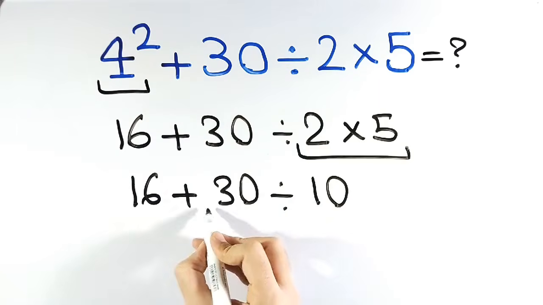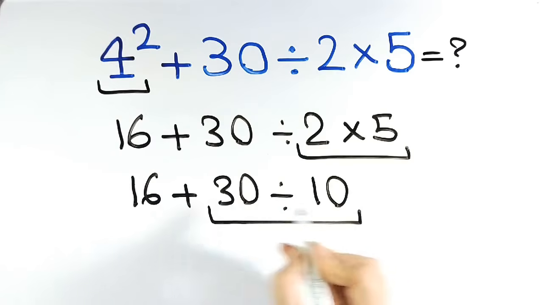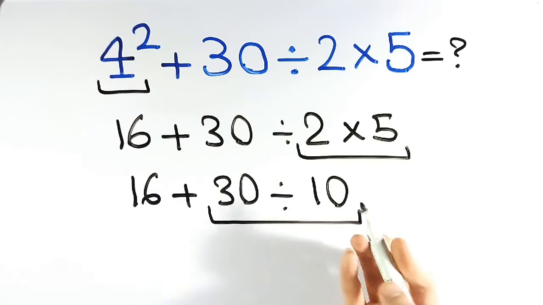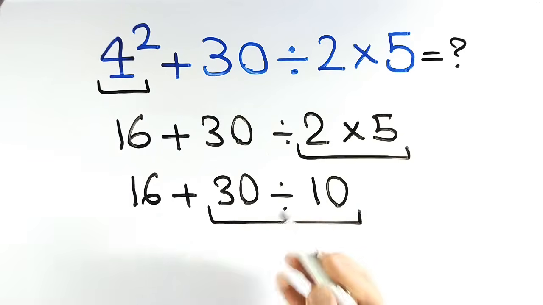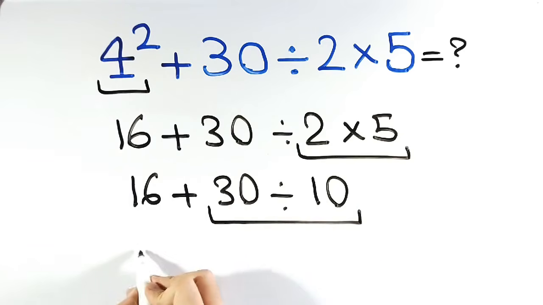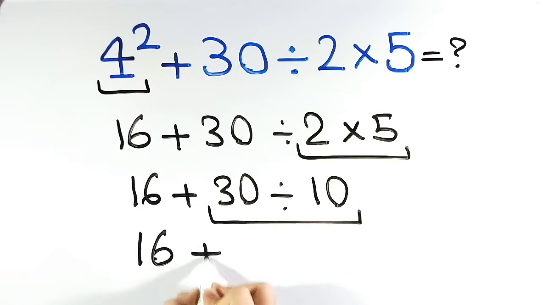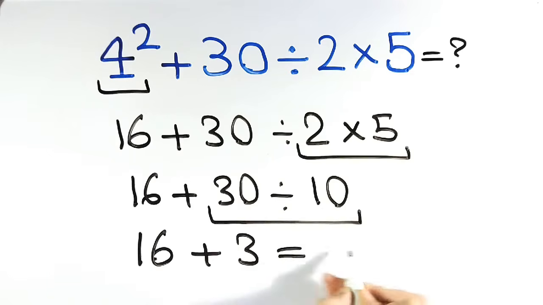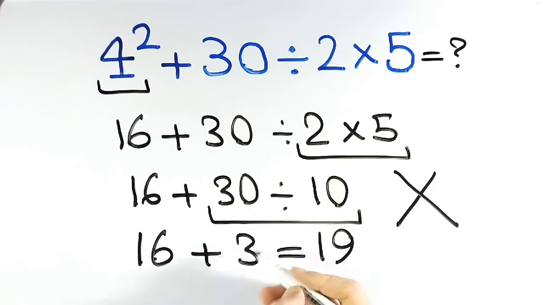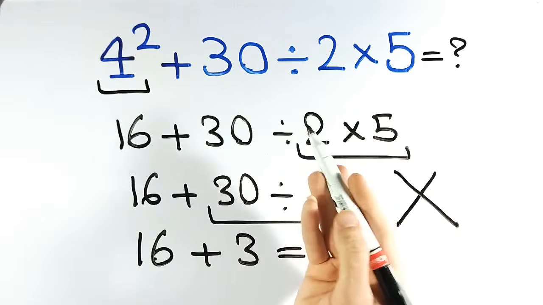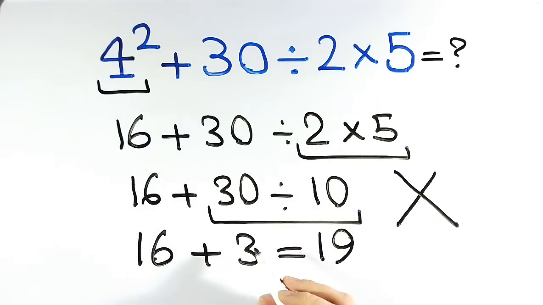And the final step, they go for the division between 30 and 10, because they think division has priority over addition. So, instead of this expression, they write 16 plus 3, which finally gives them the answer 19. However, this answer is actually incorrect. Alright, now let me show you how to solve this expression properly.